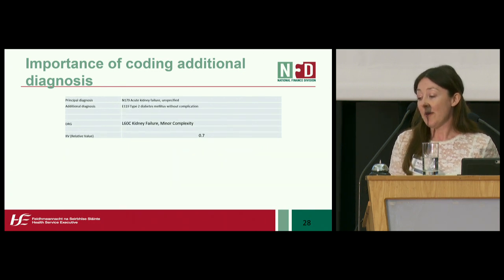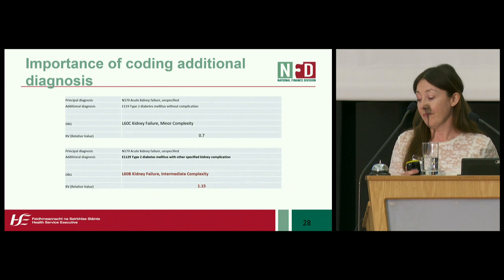Another case, a patient came in with acute kidney failure, and the additional diagnosis was coded as E119, which is diabetes without complication. However, our guidelines would tell us that a patient with acute kidney failure and diabetes should be coded to a different code with specified kidney complication, and it changed the complexity level again from minor to intermediate, and that was a relative value change from 0.7 to 1.15.